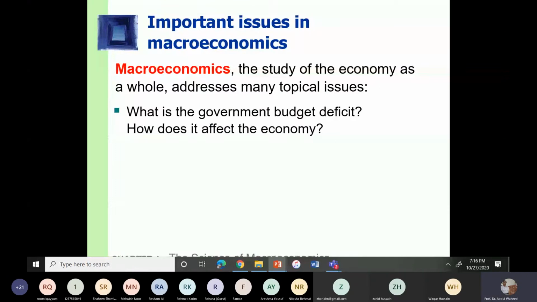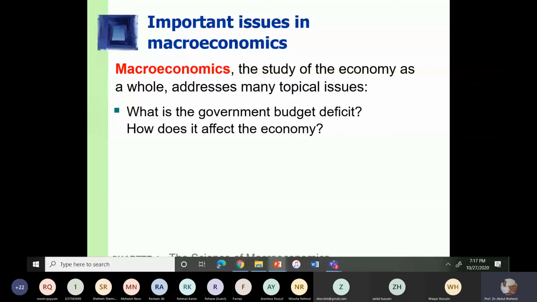Then another macroeconomic issue is the government budget deficit. Okay, so government has spending, and government has revenue. If the government revenue is more than government expenditure, we say that the government budget is in surplus. But if the government expenditures are more than government revenue, then the government budget is in deficit. Okay, and then it will become a problem. Then the question would be how to finance this deficit.